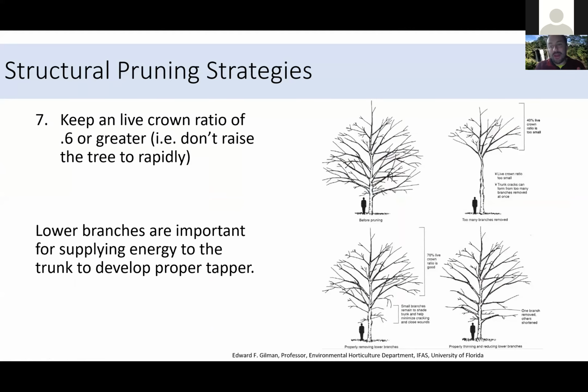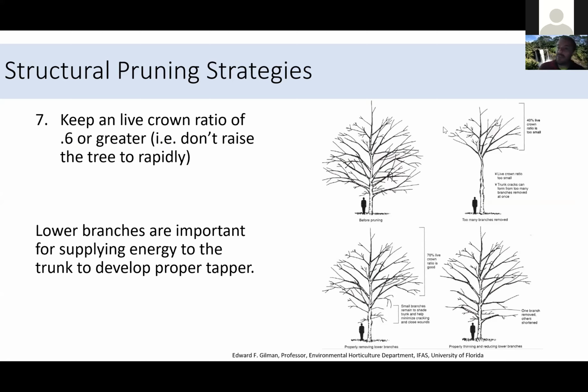The final strategy is a tricky one because you might have to move this up in your order of priority depending on the tree that you're dealing with. So the final strategy is that we're going to maintain a live crown ratio of 0.6, so about 2/3 or greater. We're not going to raise the tree too quickly.